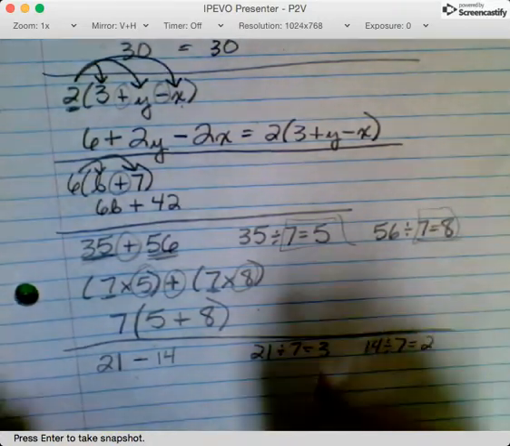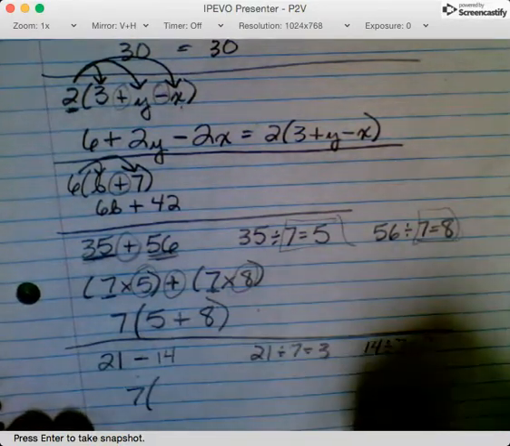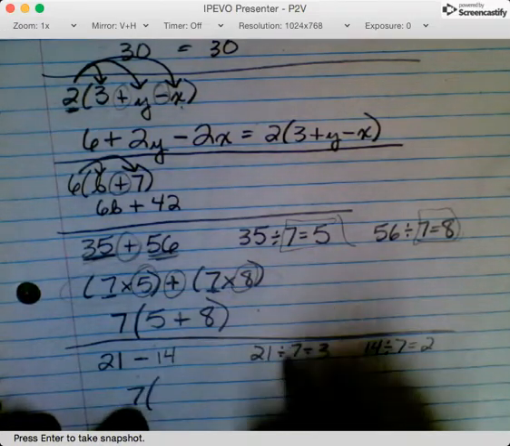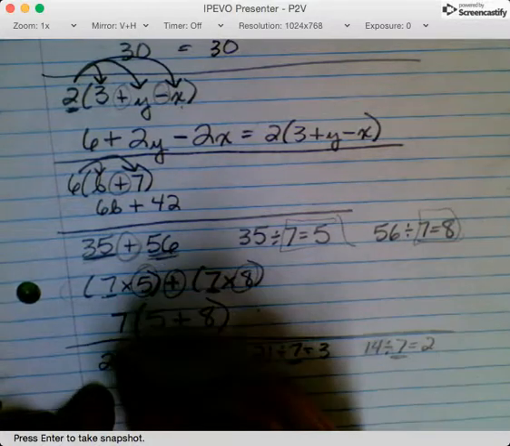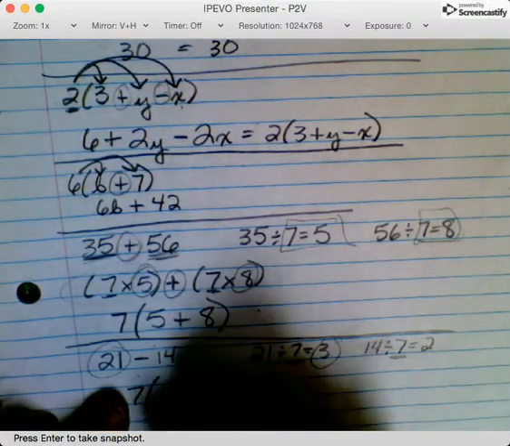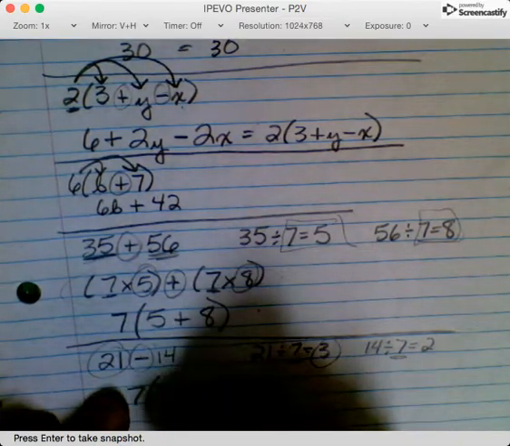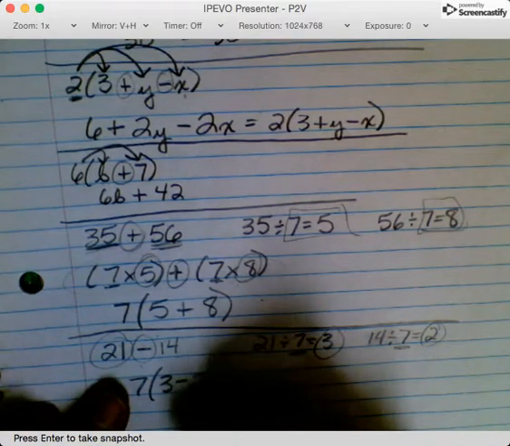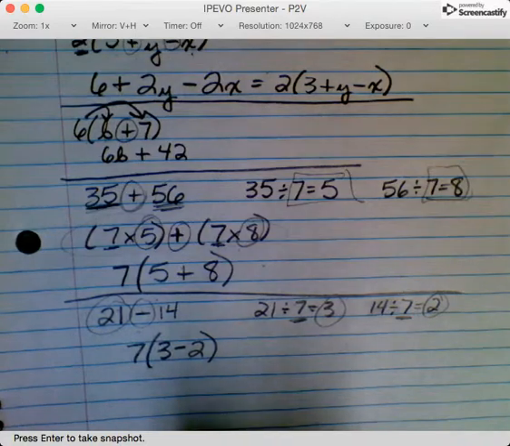And so I'm going to do a shortcut, and I'm going to go ahead and put my 7 on the outside of parentheses instead of writing this part. I'm going to skip that step. 7 is the number that I'm dividing by. And then on the inside, to get 21, I use 3. So I have my 3 here. My sign was minus. And then my other number was 2. So that would be the same thing as 7 times 3 minus 2.